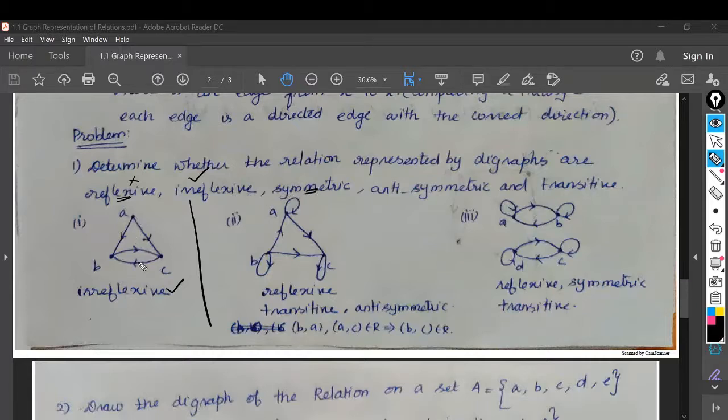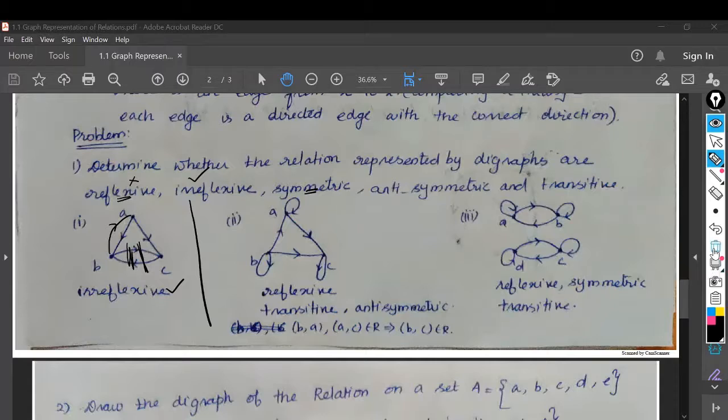So for all the pairs of vertices, you should have crossing edges. Here there is a crossing edge. AB is a part of your relation, but BA is not a part of your relation, which means that it is not symmetric. For antisymmetric, there should not be a crossing edge, but we have a crossing edge here, which represents that it is not antisymmetric.